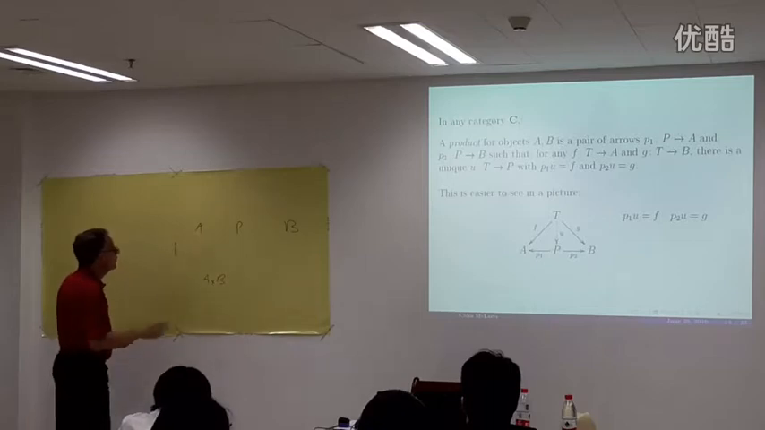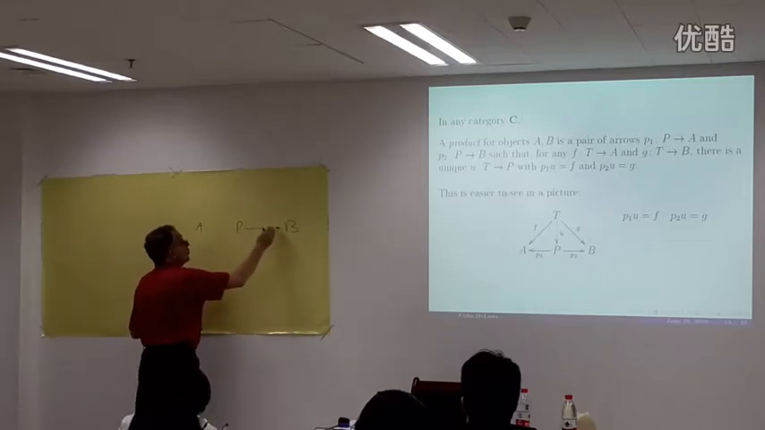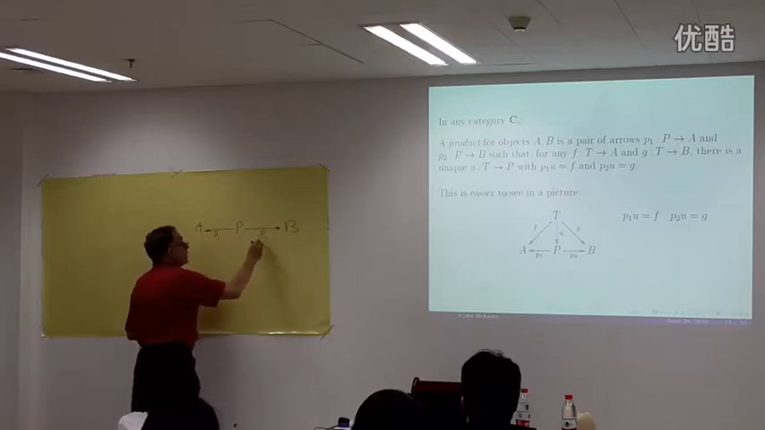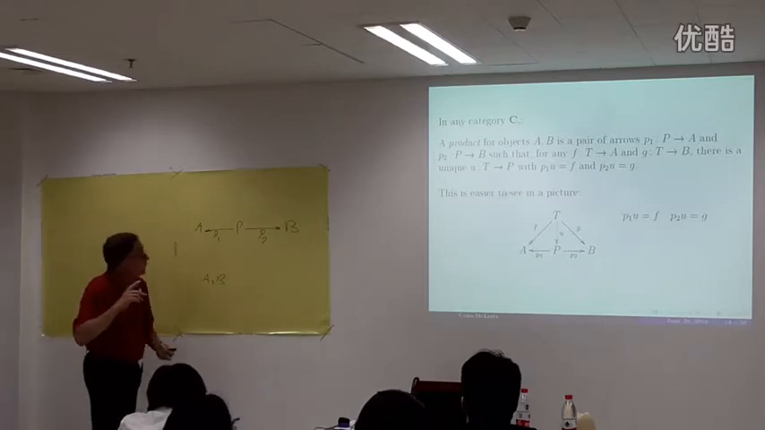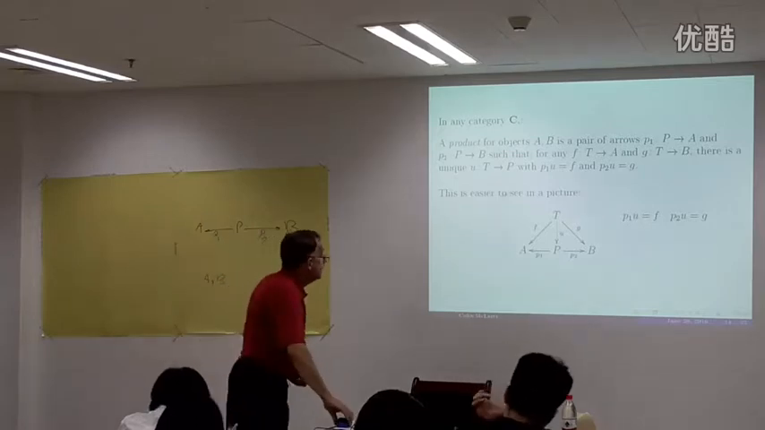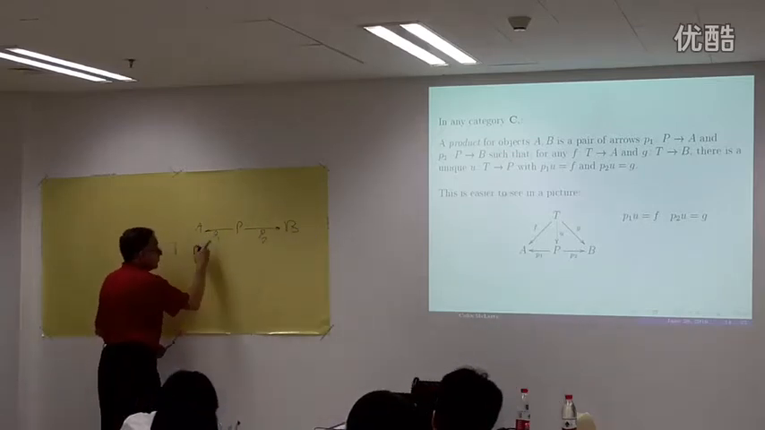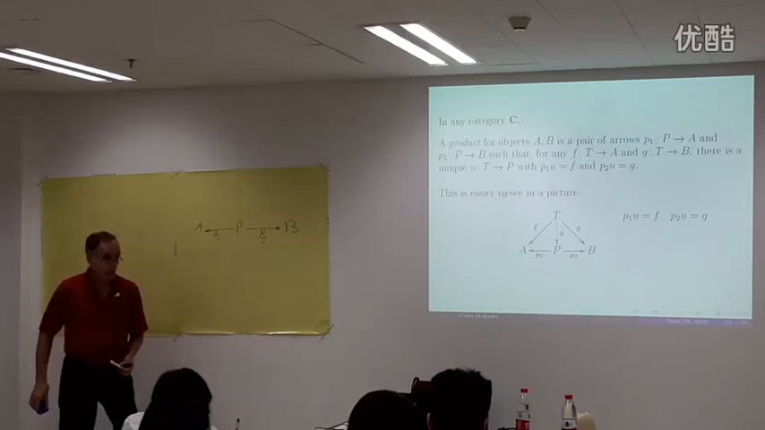In category theory, we say it's a set with projections. It's not just a set that's somehow the set of ordered pairs. It's an object with projections. So it's not a set at all, but it comes with projections. So it's not that P is the product of these two. It's that P together with these projection arrows is the product of them.